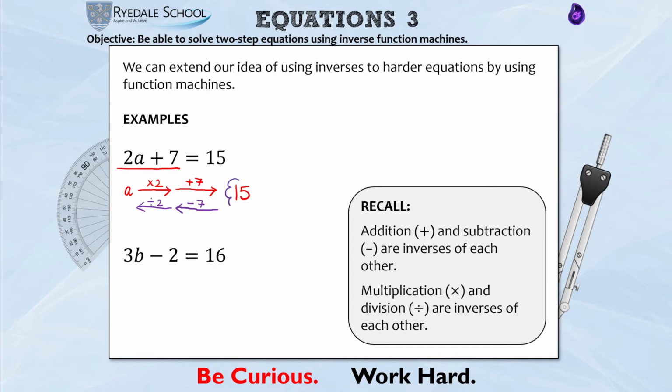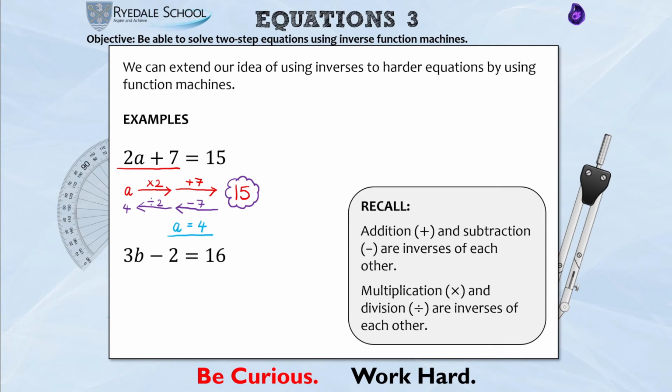I start with my 15. I subtract 7. 15 take away 7 is 8. And then I divide by 2. And 8 divided by 2 is 4. So I know the answer to this equation must be a equals 4. I can even check by substituting the number in. 2 4s is 8, and 8 plus 7 does equal 15.